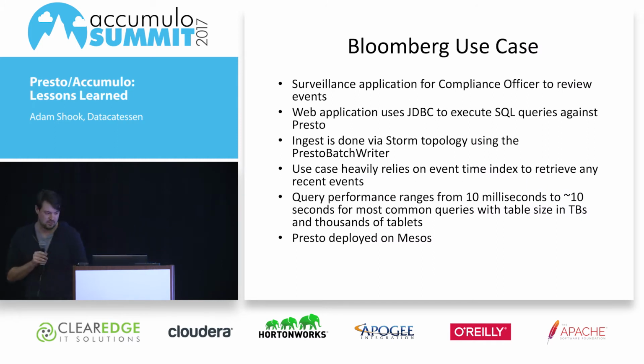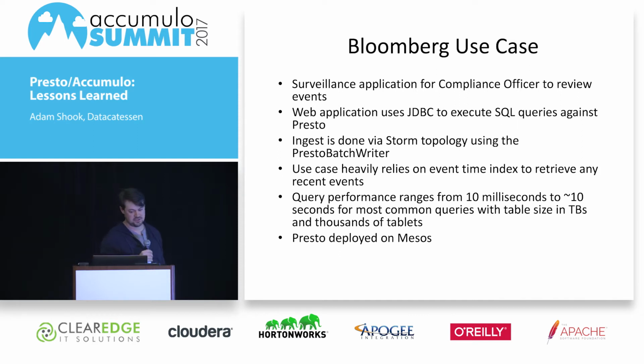So this was originally built for Bloomberg. They have this surveillance application where they have compliance officers that are reviewing events. The relevant data points for this talk is essentially username and timestamp for that. So they chose Accumulo mainly for the visibility labels, such that only compliance officers can see certain pieces of data. So we're tagging the rows of data that way.